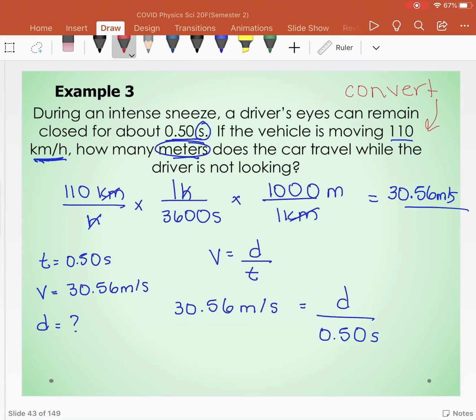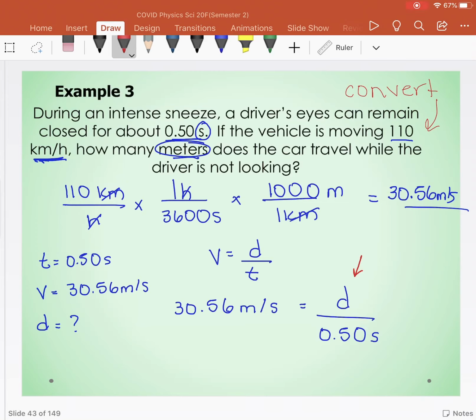What we're doing now is solving for distance, which means we need distance by itself alone on that side of the equal sign. To do that, I have to move the time. I have to move 0.5 seconds. Now, whenever you're trying to move something, you have to do the opposite operation, and you have to do the same thing to both sides.